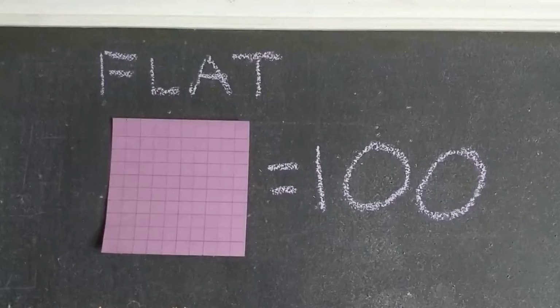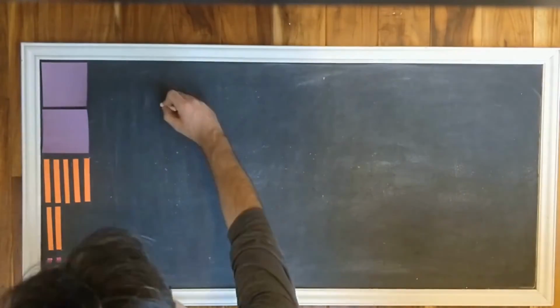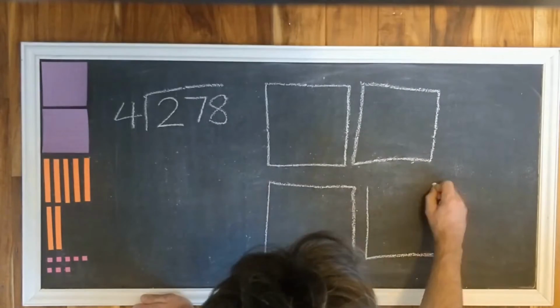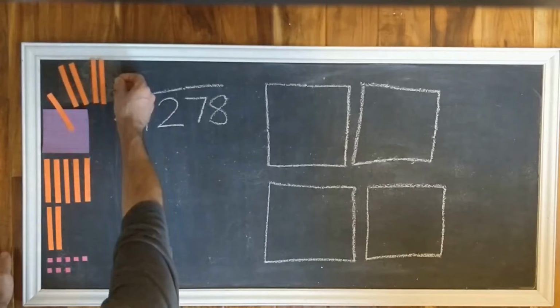Next, we will begin visualizing this problem through concrete manipulatives. Here I have base 10 blocks. As you can see, the purple flat represents 100, the orange longs represent 10, and the pink units represent 1. Our dividend, 278, is represented by 2 flats, 7 longs, and 8 units. Our divisor 4 is represented by these 4 white boxes.